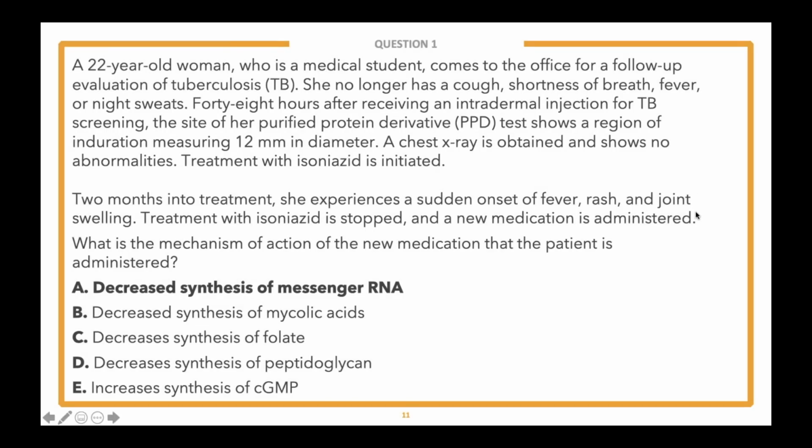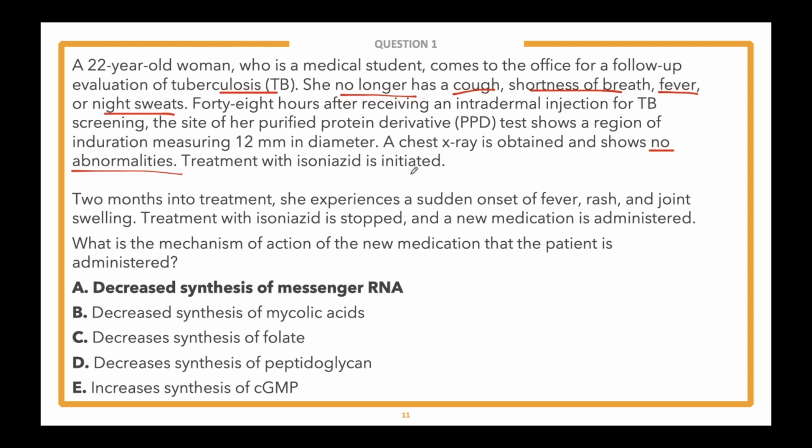Now, she definitely had an active TB infection at some point, because we see these symptoms detailed here: cough, shortness of breath, fever, night sweats. However, it's noted in the question stem that she no longer has those symptoms. She's got a positive PPD test, as we'd expect, but she's got no abnormalities on chest x-ray. And so all of this, guys, points to the fact that she has a latent TB infection. So we need to figure that out first.